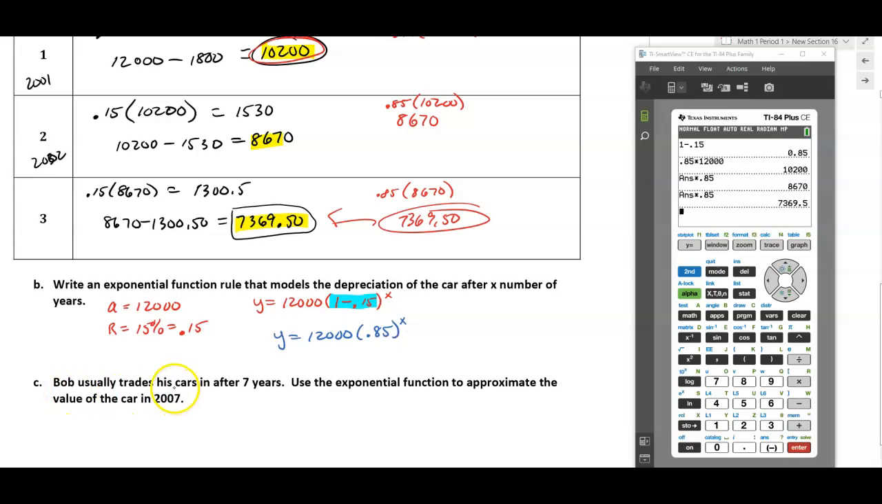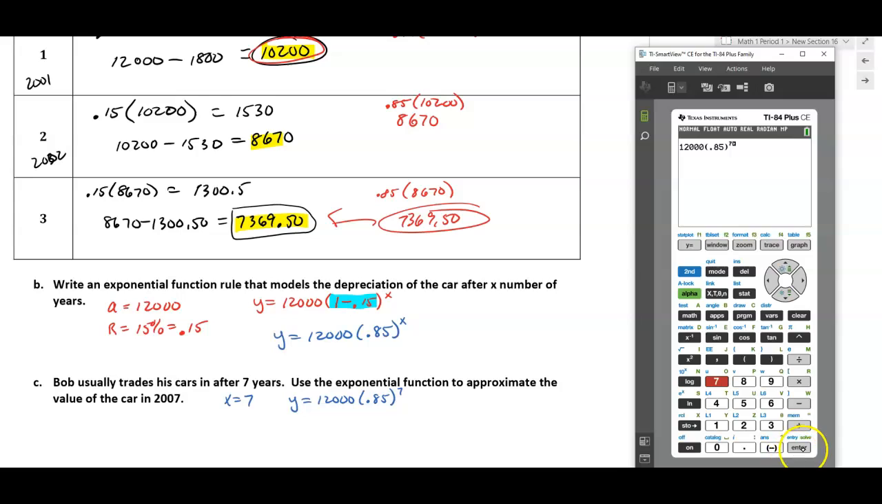And if I wanted to, in part C, determine the value of the car after 7 years, well, I'm going to let x equal 7, so y equals 12,000 times 0.85 to the 7th power. And notice what we get here, 12,000 times 0.85 to the 7th power. And right away, the value of that car after 7 years would be $3,846.93.